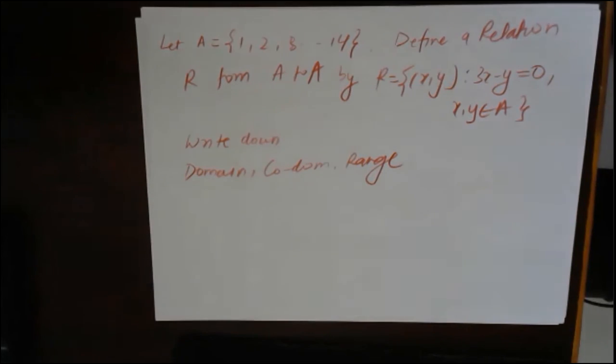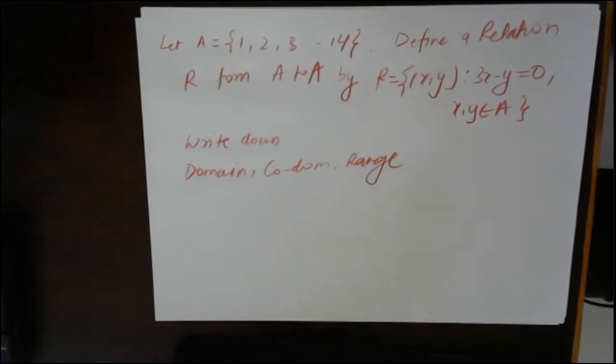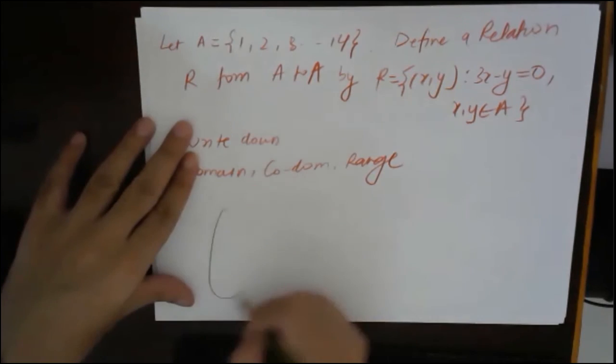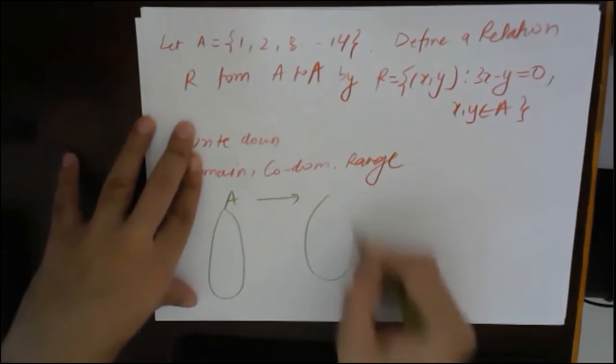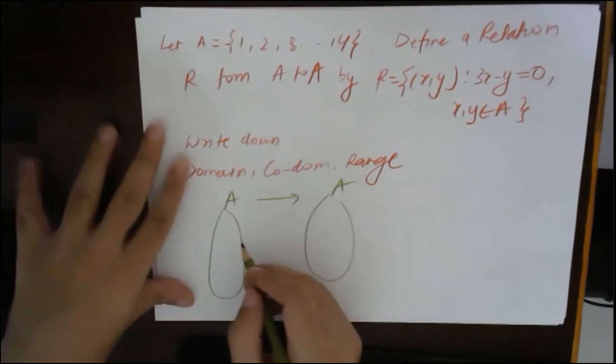Yes, very good, Nandita. Domain and codomain will be A. You have to find the range. Finding the range is more important. Very good. The domain and codomain are A. This is a relation from A to A. So both sets are the same, right?